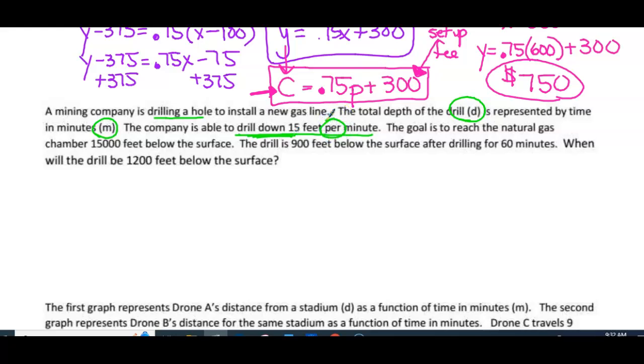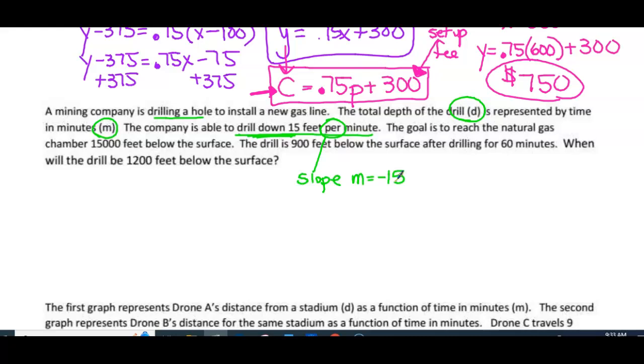Well, as soon as I see that per, I know this has to be my slope. Now, if they're drilling down, that is a negative. So this slope is negative 15. Down 15 feet every minute.